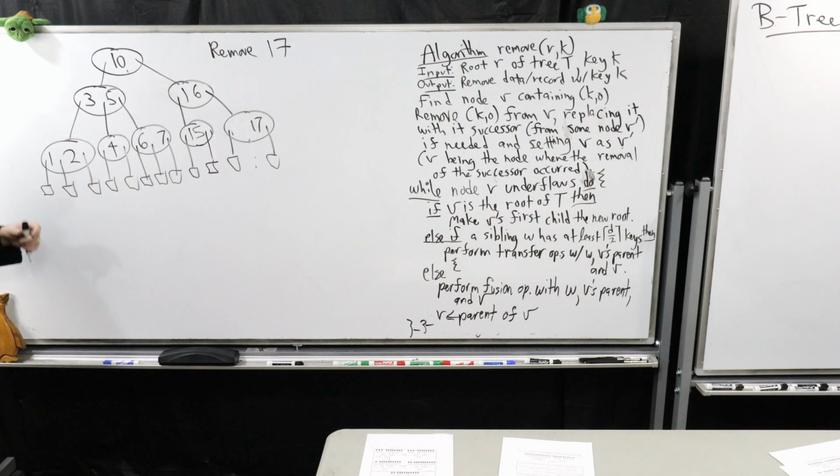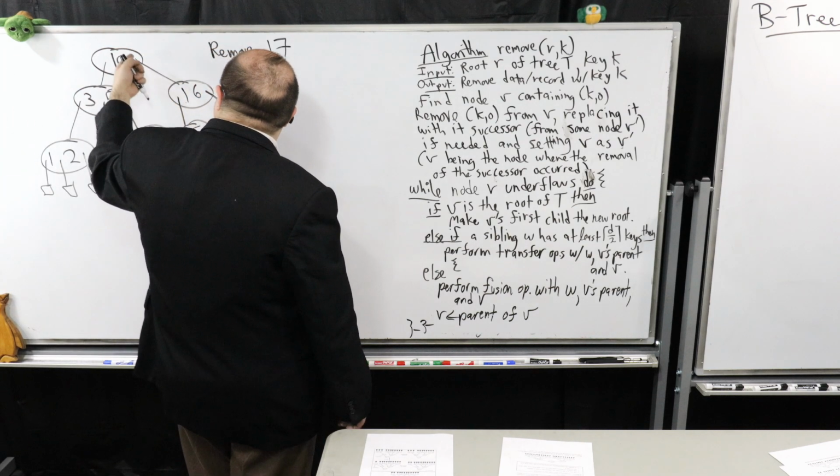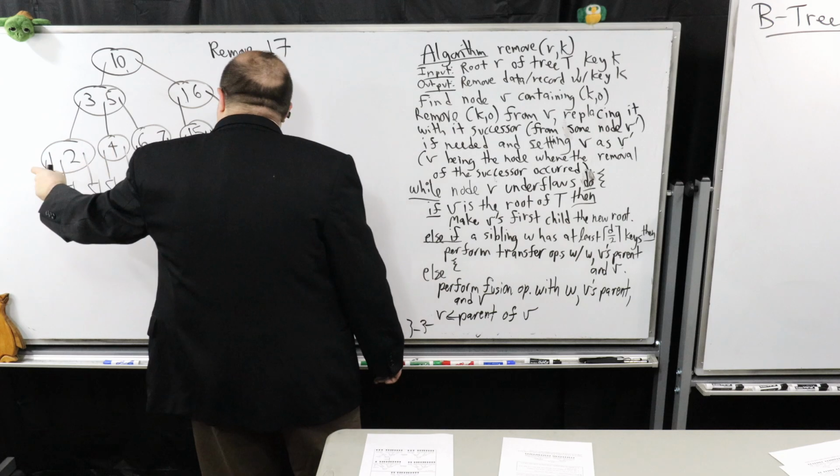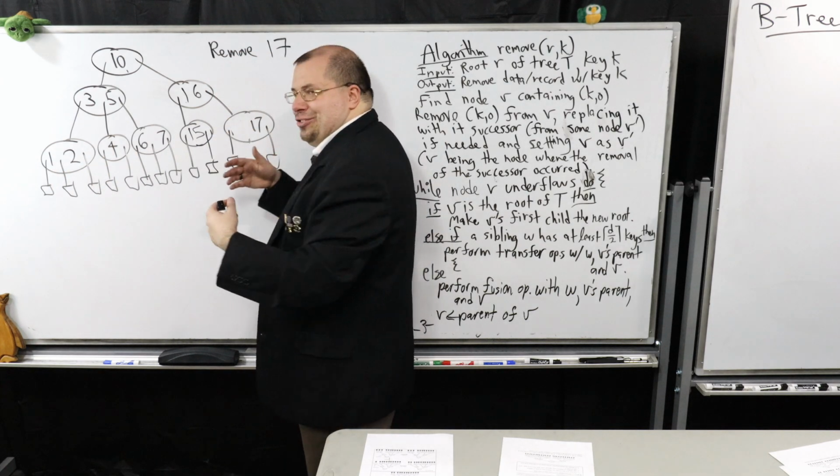So now we know if we need to replace it with the successor, we're talking about nodes up here, not ones down here. Here we could just simply pull it right out and kill off one of the children.